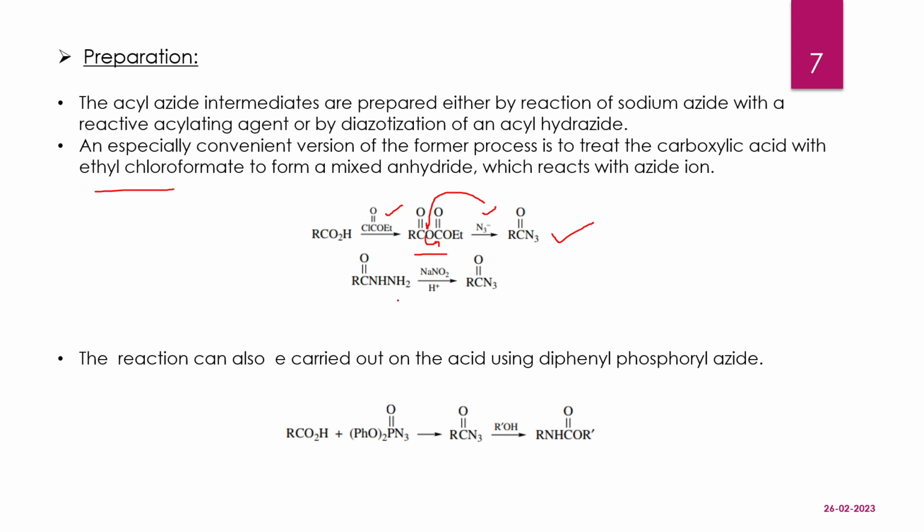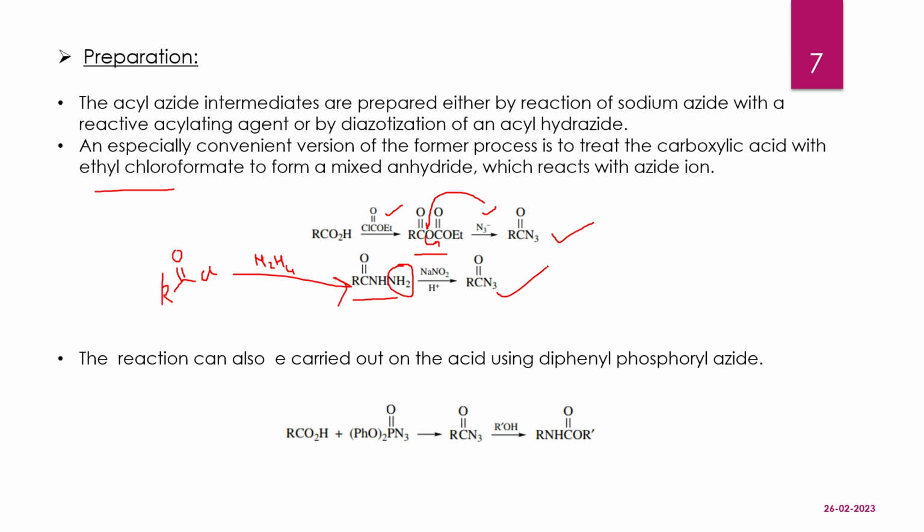And another way to prepare this acyl azide is by diazotization of the acyl hydrazide. This can be prepared easily from an acyl chloride, if we add a hydrazine type of moiety. We'll get this type of acyl hydrazide, and then with sodium nitrite and H plus, we know this is a diazotizing reagent. So when we add this, the NH2 will diazotize and give us N2, and we'll get this type of acyl azide.